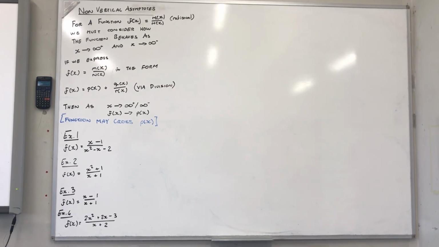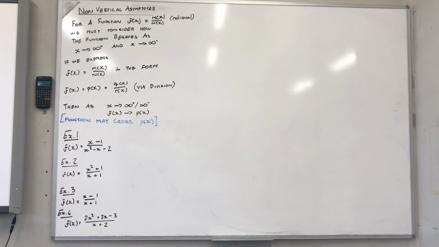If we're able to express f of x in the form of a function plus a quotient function, so p of x plus q of x over r of x, for example, which we can do via algebraic long division, that allows us to see that as x tends towards positive or negative infinity, f of x must tend towards that function p of x. Notable thing to point out is that, unlike vertical asymptotes, the function f of x may cross its own non-vertical asymptote.